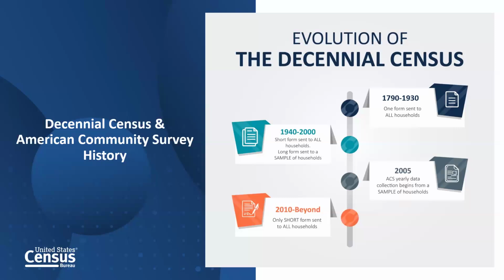As a result, from 2010 and beyond, the decennial census only consisted of the short form, which was sent to all households, because now we have the ACS, which collects information each year and became the nation's source for social and economic data for population and housing characteristics. I know that's a mouthful, but we'll dive into it a little bit deeper, which will hopefully give you a better understanding of the ACS versus the decennial.